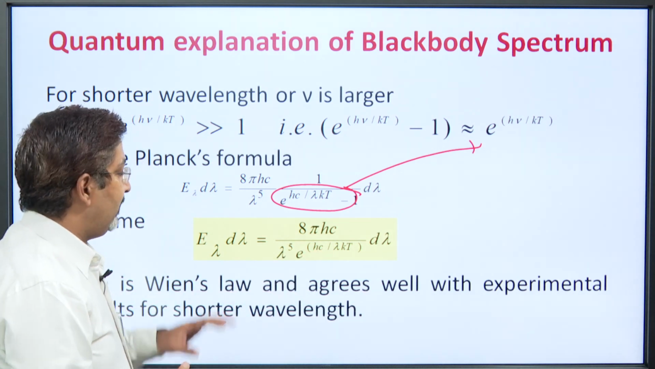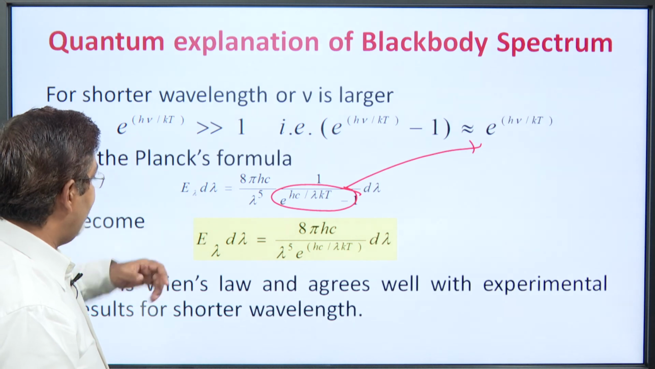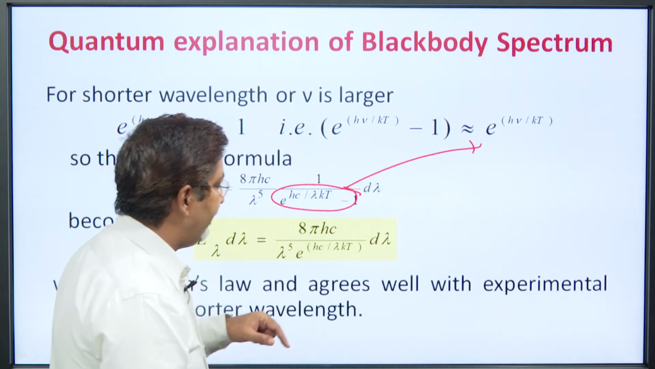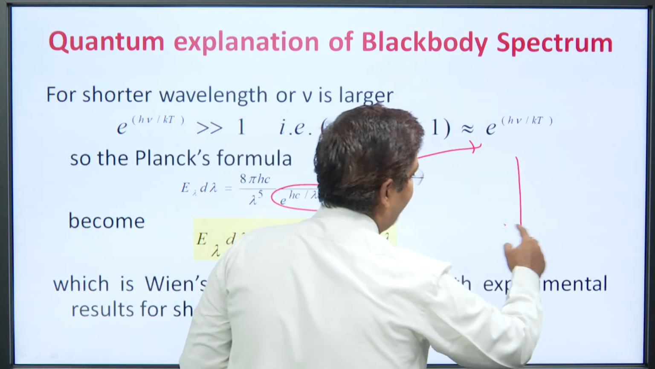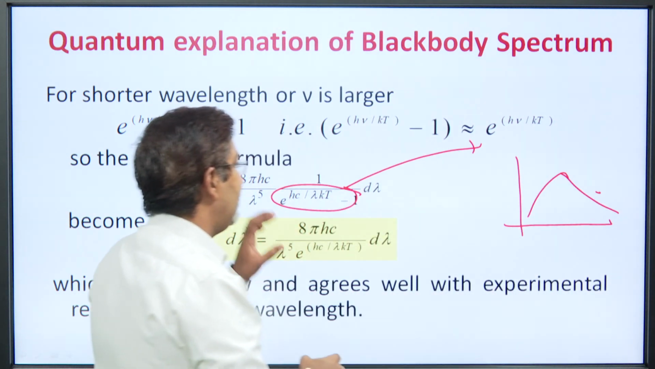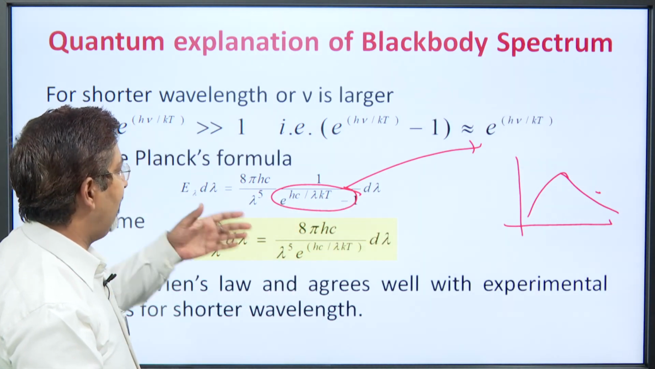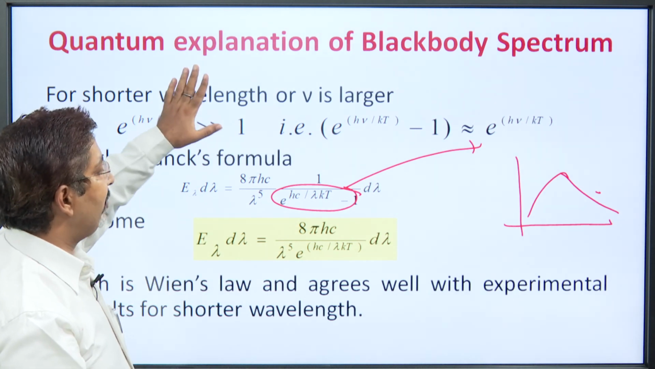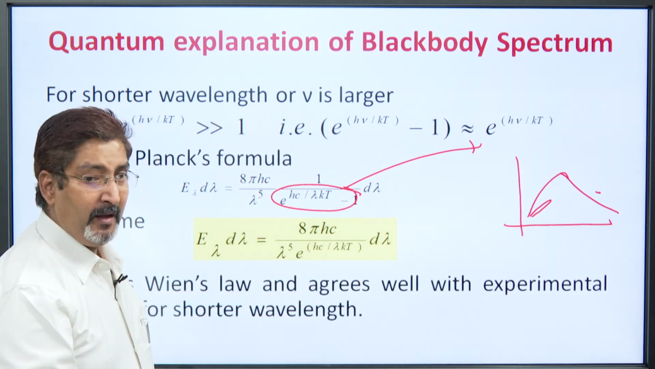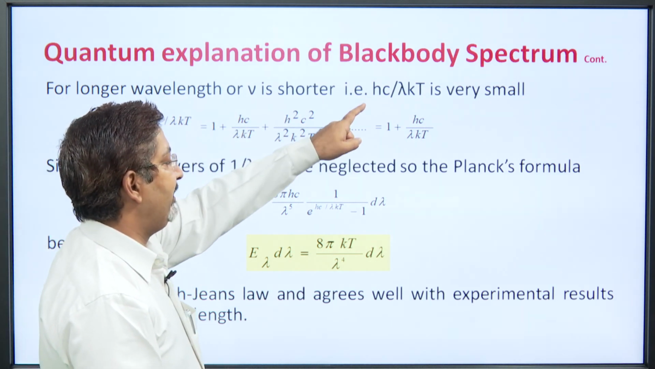What we have done here is take Planck's formula and convert it to Wien's law for shorter wavelength. On this side, the shorter wavelength side, Wien's law is already satisfied, and so Planck's law converts to Wien's law, and so Wien's law can easily explain this side of the curve.